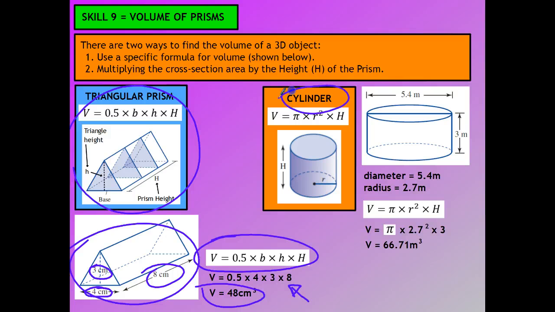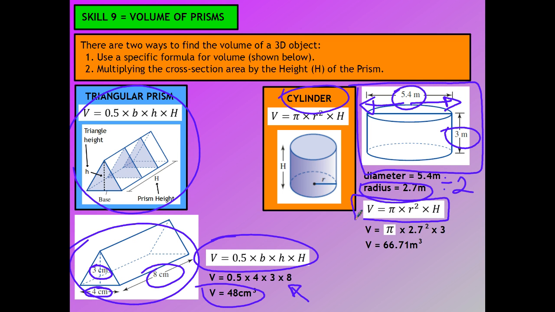A cylinder example is on the right, and here is our big cylinder. We've got 2 lengths. We've got a diameter of 5.4. We know it's the diameter because it goes all the way across the circle. And we've got a height of this cylinder of 3 meters. Because we've got the diameter, we need the radius, so we halve it, and we get a radius of 2.7 meters. We apply the formula, V equals pi times r squared times h, pi times 2.7 squared times 3, gives us a volume of 66.71 centimeters cubed.